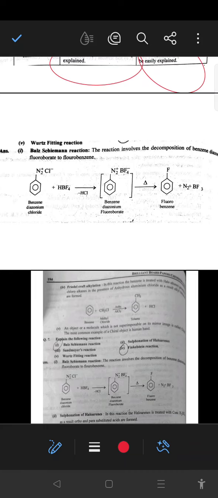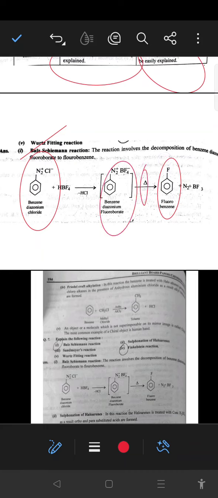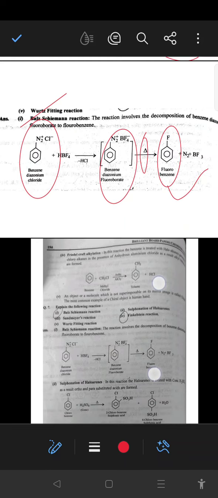Next step, naming reaction question, 5 marks. First, the Balz-Schiemann reaction. As we know, benzene diazonium chloride reacts with fluoroboric acid and is converted into benzene diazonium fluoroborate. Further heating gives fluorobenzene. That is the Balz-Schiemann reaction.